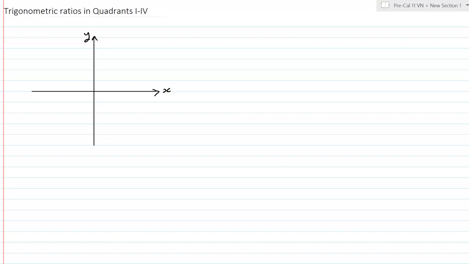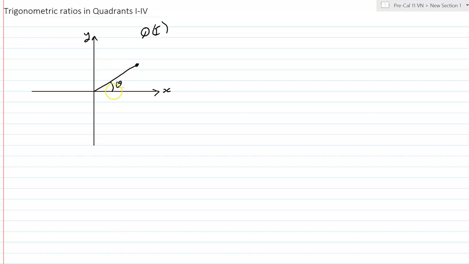Hello again, everyone. So today we are going to continue with the trigonometric ratios in different quadrants, and I'm just going to do an overview of the four quadrants with the trig ratios in each one. Okay, we're going to start with quadrant 1. So this is Q1 right here, and let's start with the terminal arm. We have the initial arm there.